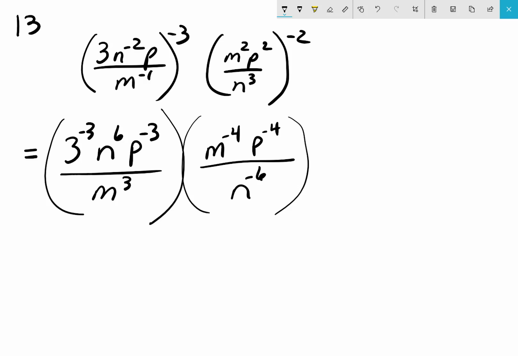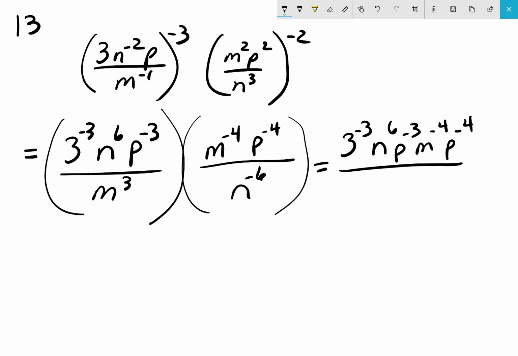All right, so on this problem, you're still not done with your multiplying. You need to go ahead and now multiply your like bases. When you multiply all this out, this is all multiplication, and you're not using the distributive property, you're just multiplying it all out. So you could rewrite this: 3 to the negative 3, n to the 6th, p to the negative 3, m to the negative 4, p to the negative 4. See, it's all being multiplied. M cubed, n to the negative 6.